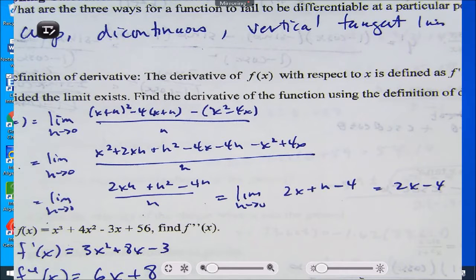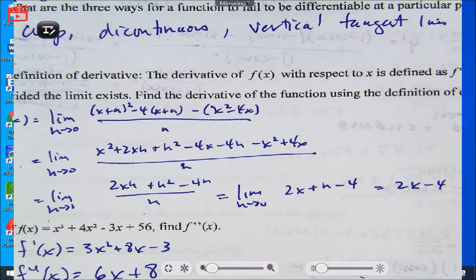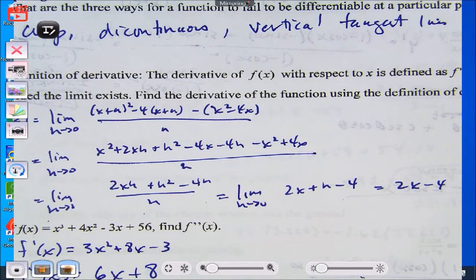What if we just stopped at the first step? How do we know when we have to do it? I got the limit as h goes to 0 of blah blah blah, and I didn't understand it. Is that okay? That is inadequate. How do we know?